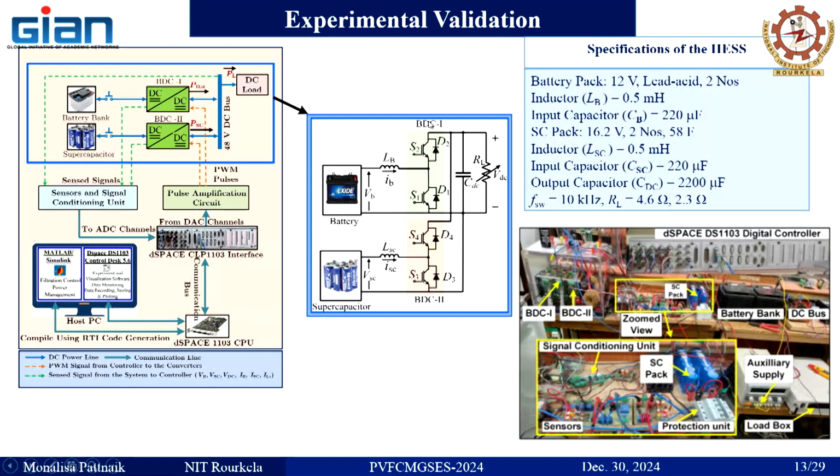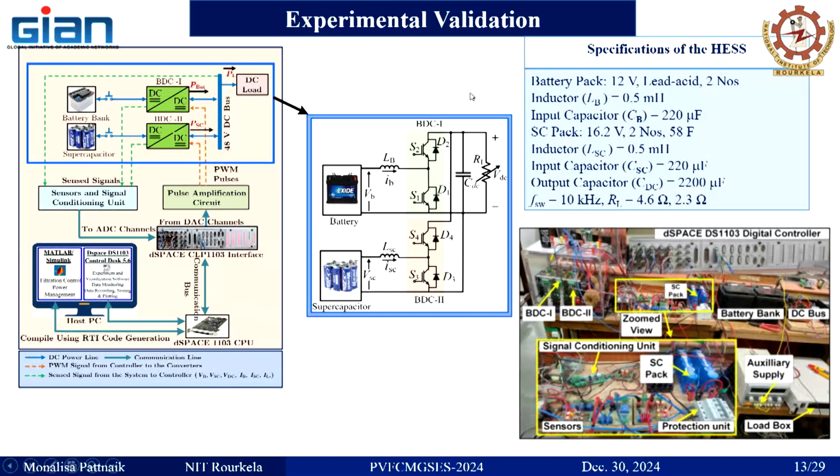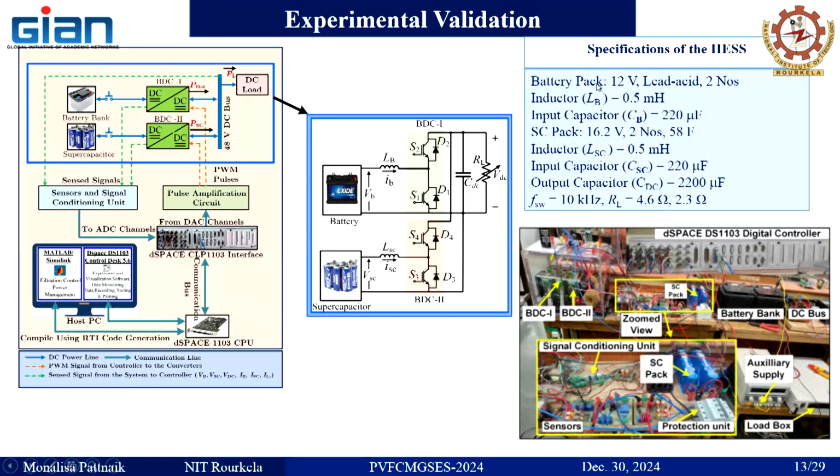Now, I am going to explain the experimental validation of the overall HESS system. Here for the experiment, we are taking a battery pack of 12 volt lead acid, 42 ampere hour each, resulting in 24 volt and 42 ampere hour. Here the inductor is taken as 0.05 and other parameters you can see, the switching frequency is taken as 10 kilohertz, and the load is around 4.6 ohm and 2.3 ohm. And this is the overall system architecture or the connection diagram of the system, you can see here.